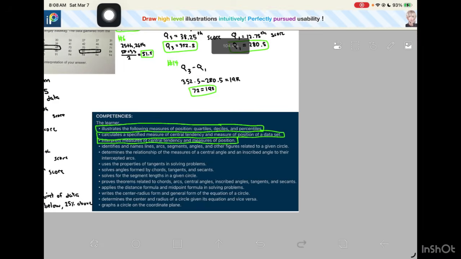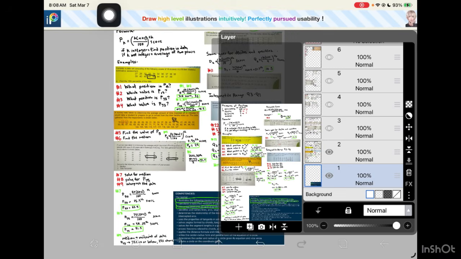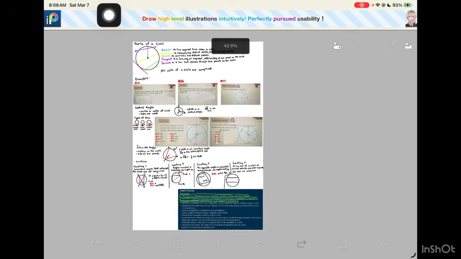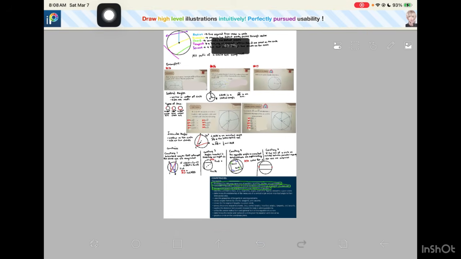Let me take a short break and we will move on to circles. So circles take a majority of this part, so hang tight.